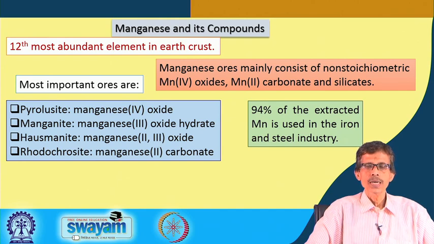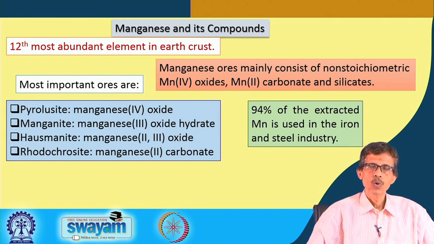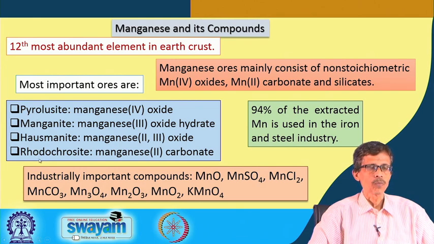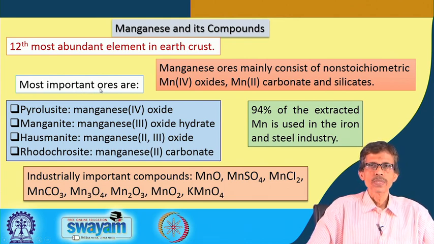So, for the iron and steel industry, we require a huge amount of manganese, and 94% of this can be extracted as manganese and is used in both these two industries. And these are the set of 4 manganese compounds which are important industrially. These are your source material or the starting material for the manganese industry, or manganese industrial chemistry, if we talk about it.